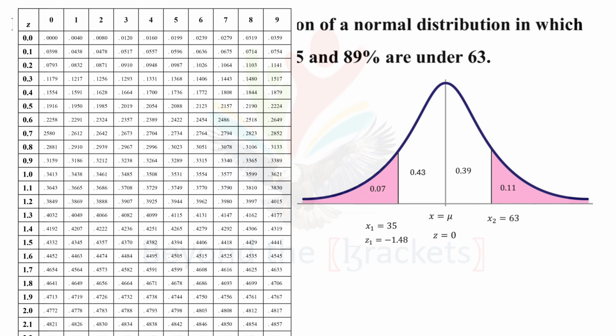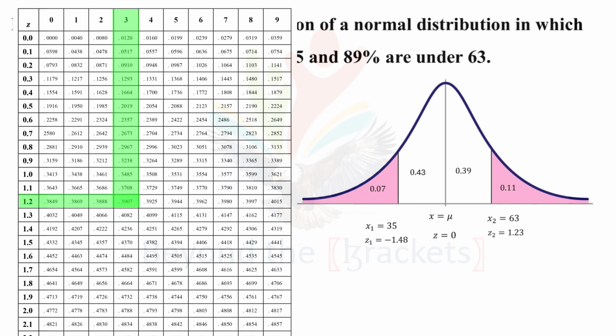Similarly, the area 0.39 lies between z equal to 0 and z2. From the table, the area 0.39 corresponds approximately to z equal to 1.23. Since it lies to the right side of the mean, the value of z2 is positive, so z2 is equal to 1.23.